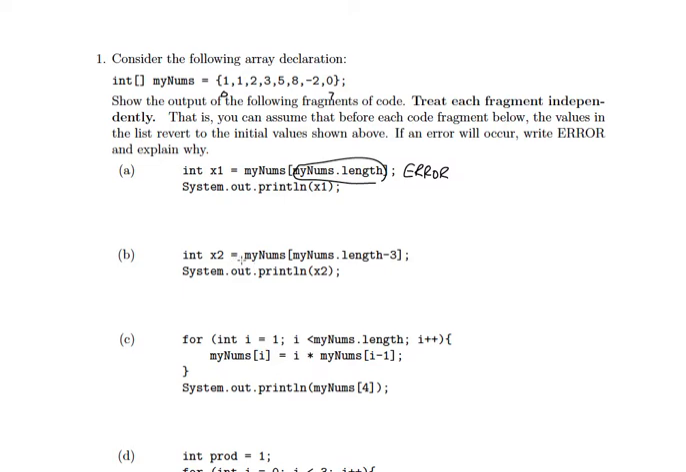For the next one, mynums.length. So again, mynums.length is 8. So 8 minus 3 is 5. So we're actually talking about mynums sub 5. So mynums sub 5: 0, 1, 2, 3, 4, 5 is 8. Therefore, x2 has an 8 in it.